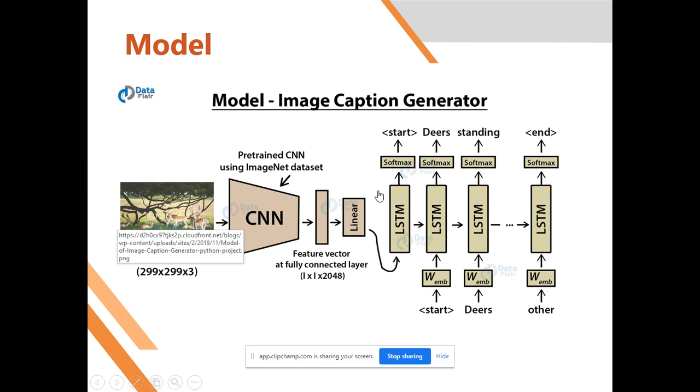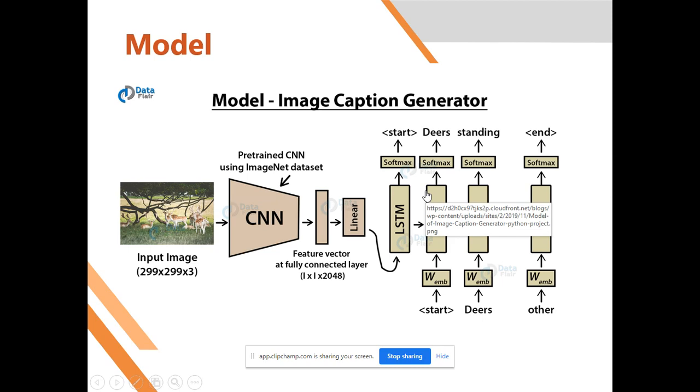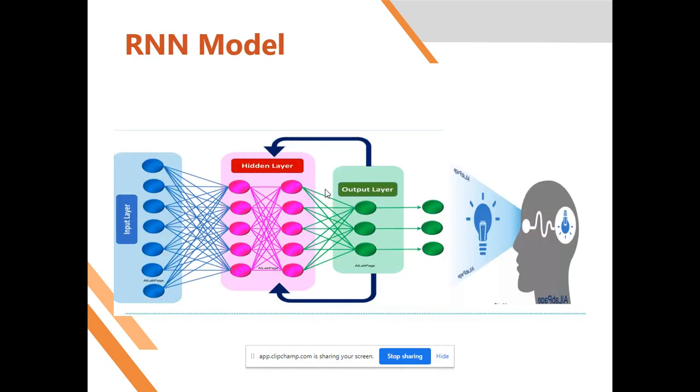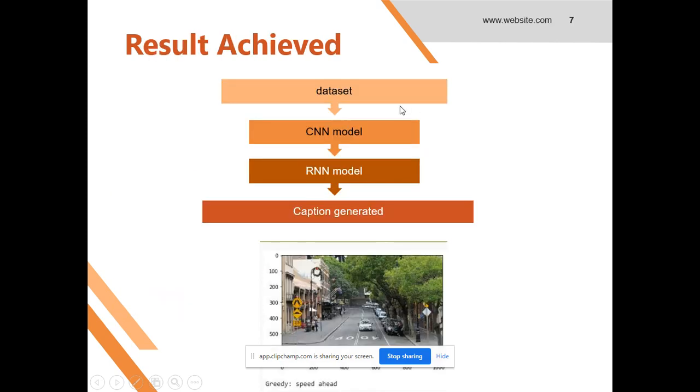In this picture, we see deer standing. What is the action performed by the deer? Standing. And those are the features that are generated. This is the visualization of the RNN model. This is the input layer, hidden layer and output layer. Finally, the caption is generated. The dataset is given as input to the CNN model, extracting the features using the Inception V3 model, giving those features as input to the LSTM model, and finally generating the caption.